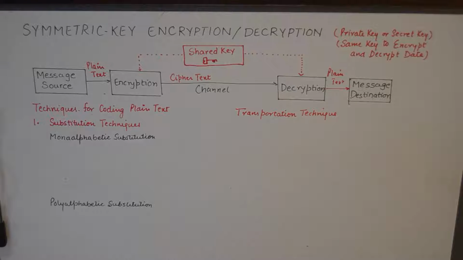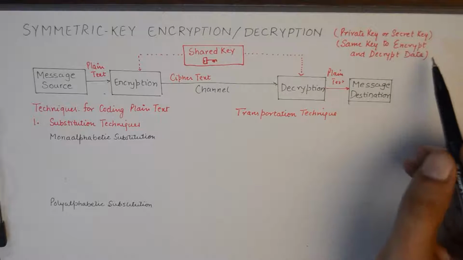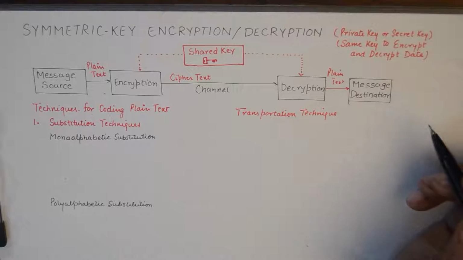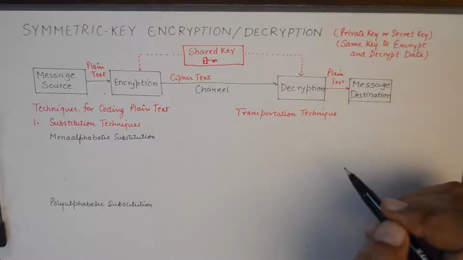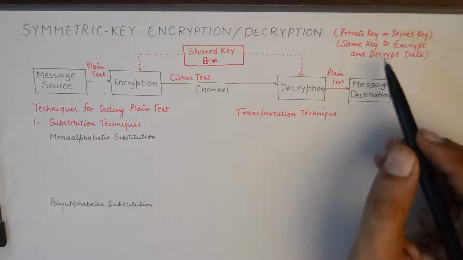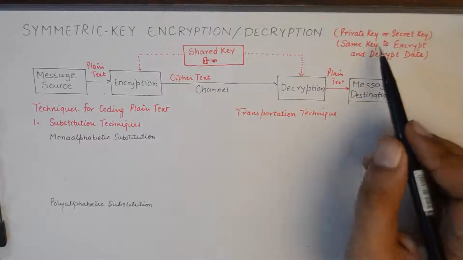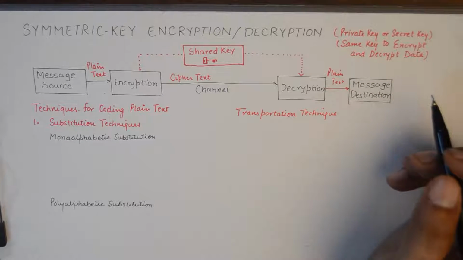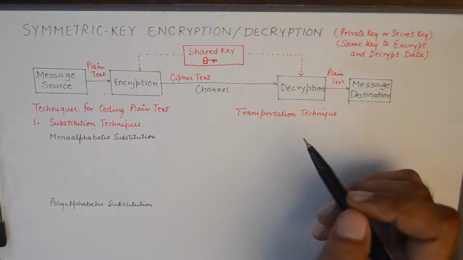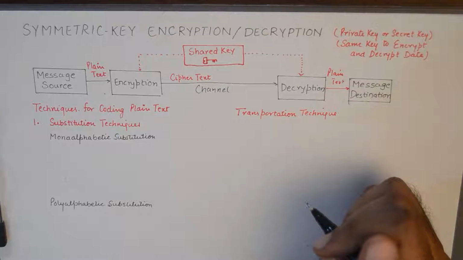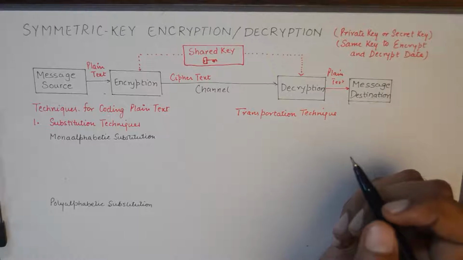What we have in symmetric key encryption and decryption is that the same key is used to encrypt and decrypt data. I'll talk about this in the explanation of this topic, but for the time being, another name given to this kind of encryption is private key or secret key encryption, where the ciphertext is encrypted and decrypted using the same shared key. So that's the key point here.